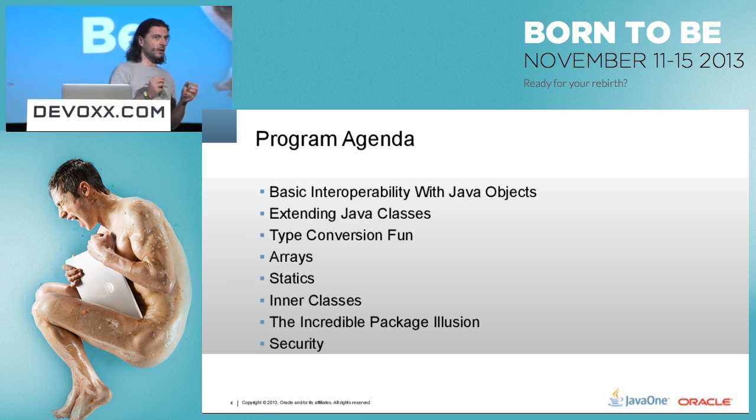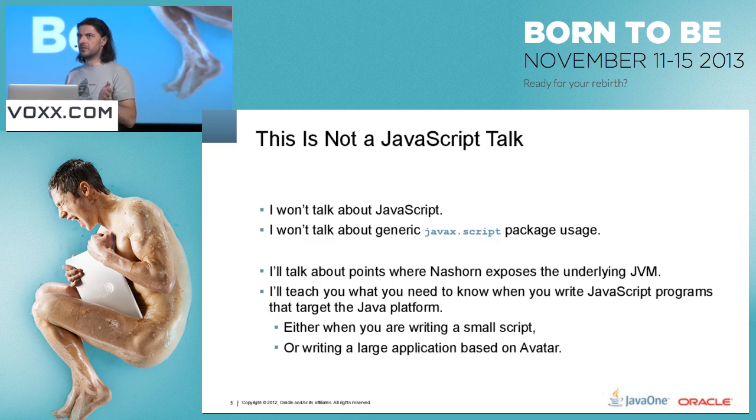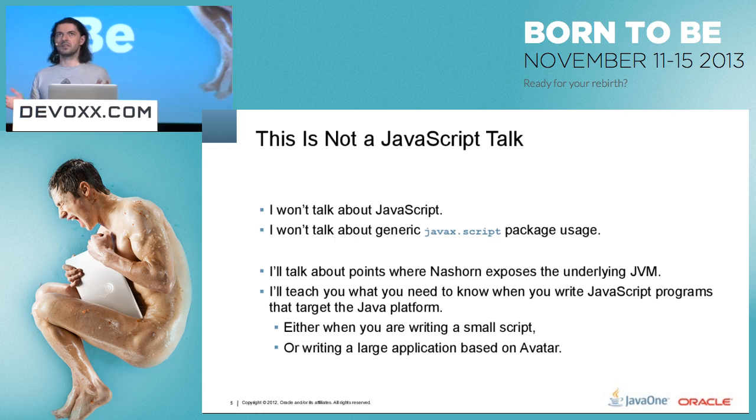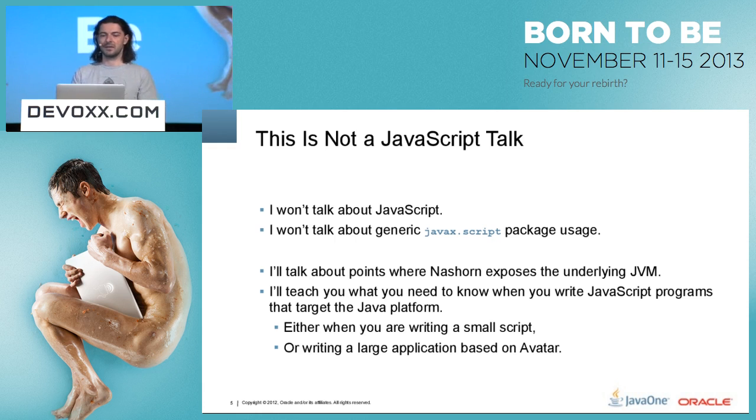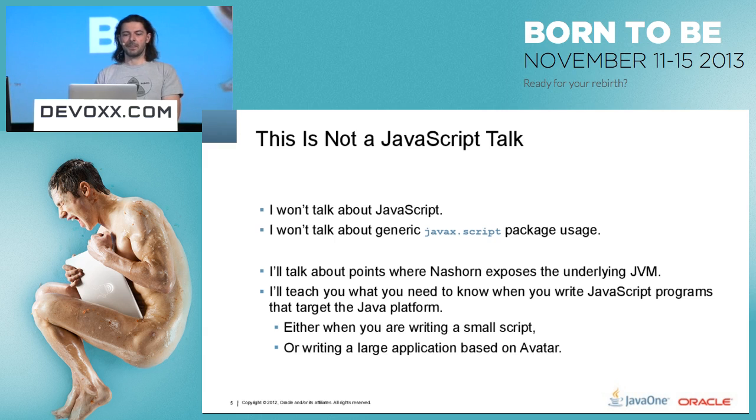The things I will not be talking about in this talk are specifically JavaScript. I will not be talking about the language. I suppose that if you sit in this audience, you already know JavaScript. I won't talk about how you embed Nashorn into your Java application, because that's simple. You just use the javax.script package, which has been in Java since Java 6, back in the day when Mozilla Rhino was first integrated as a JavaScript runtime in the JVM.